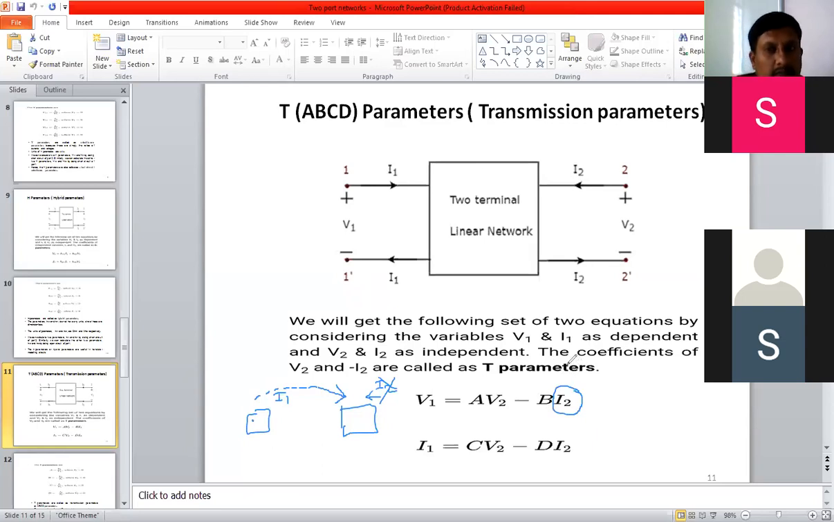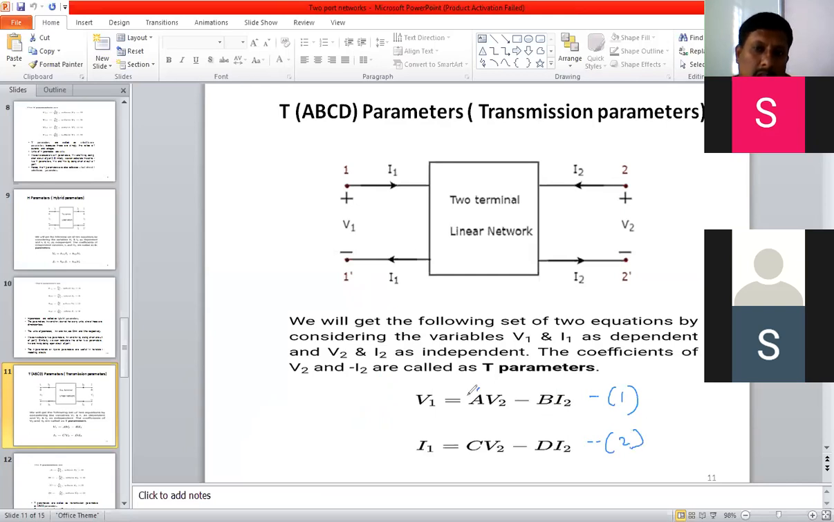Yes, sir. Okay, so everywhere it is plus in the equations, but here it is negative. Now this is what we can consider as transmission parameters. Instead of T11, T12, we are going to use A, B, C, D parameters. So this is equation number 1, this is equation number 2. V1 is equal to, and I1 is equal to. V1 and I1 act as dependent variables, whereas V2 and I2 act as independent variables.